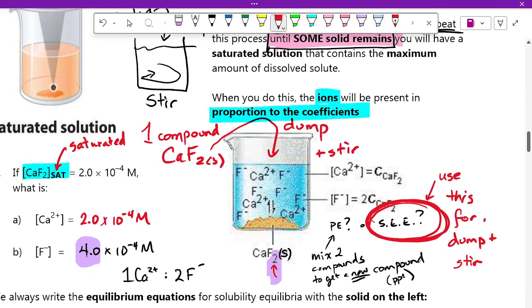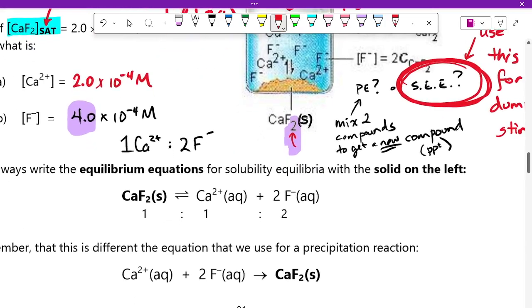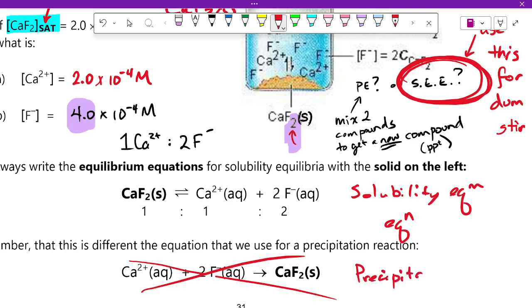Okay, so here's our solubility equilibrium equation. Where does the solid go? The solid goes on the left. Okay, there's our solid on the left. We are not going to use the PE. We're going to use the solubility equilibrium equation, not the precipitation equation. Okay, we good? Excellent.